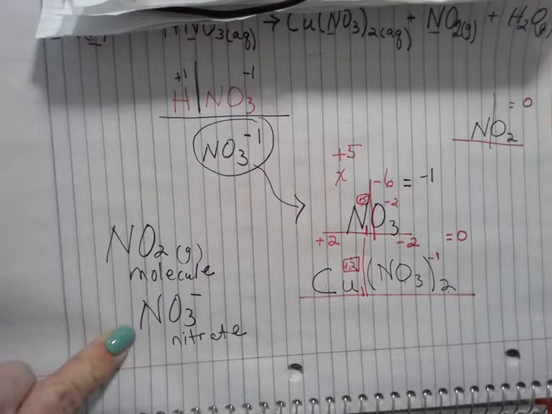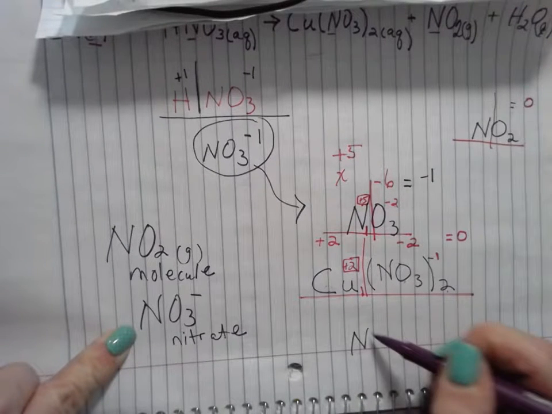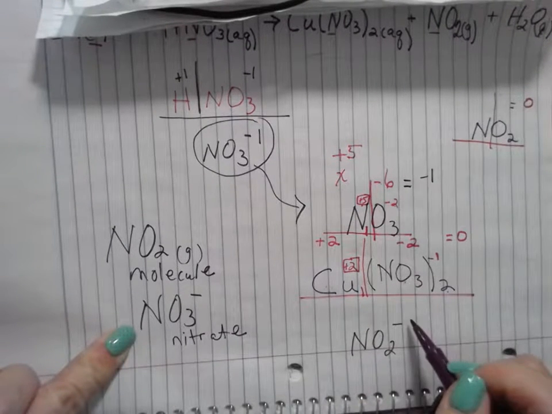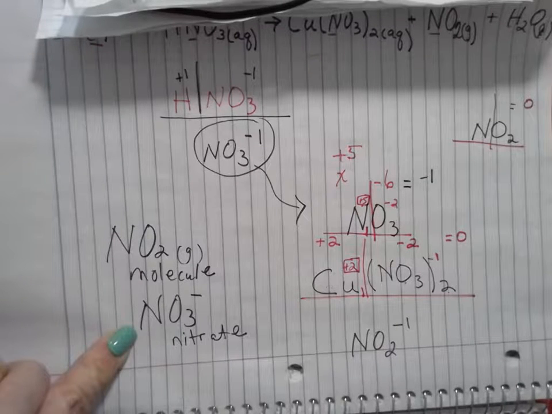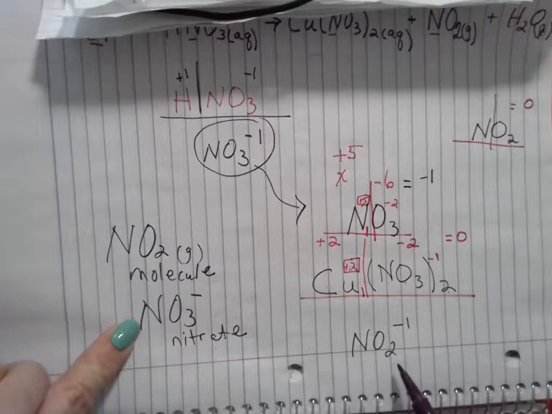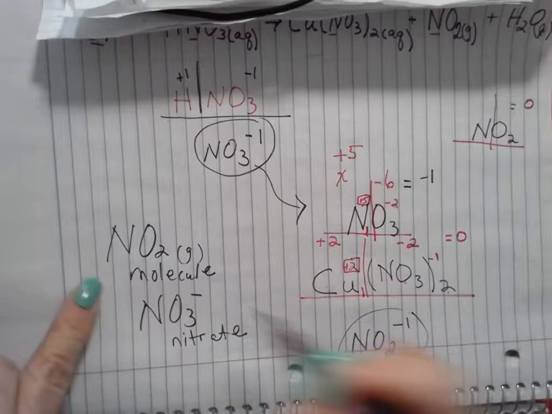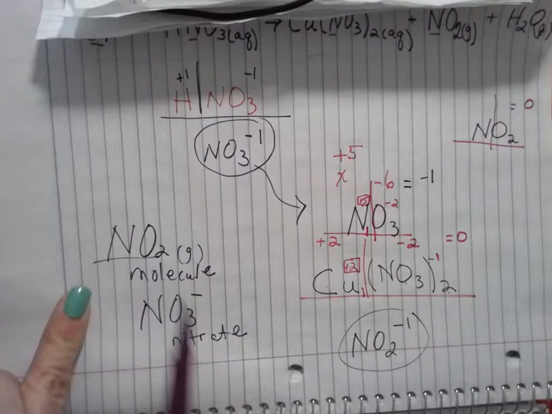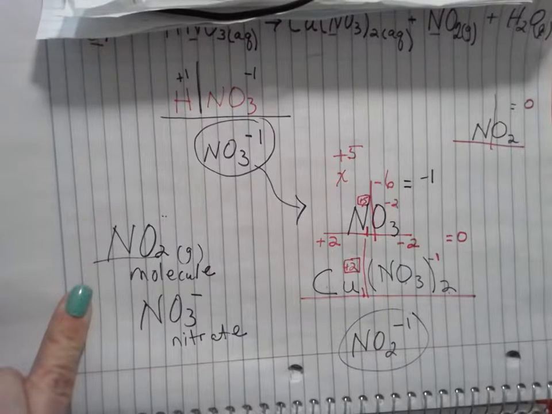So what's nitrite? I thought that was nitrite, the NO2. If it has NO2 with negative 1, that's nitrite. But this is not that, because there's no charge up here. When they give you the formula, it'll show that. How would we know if it was polyatomic or not?